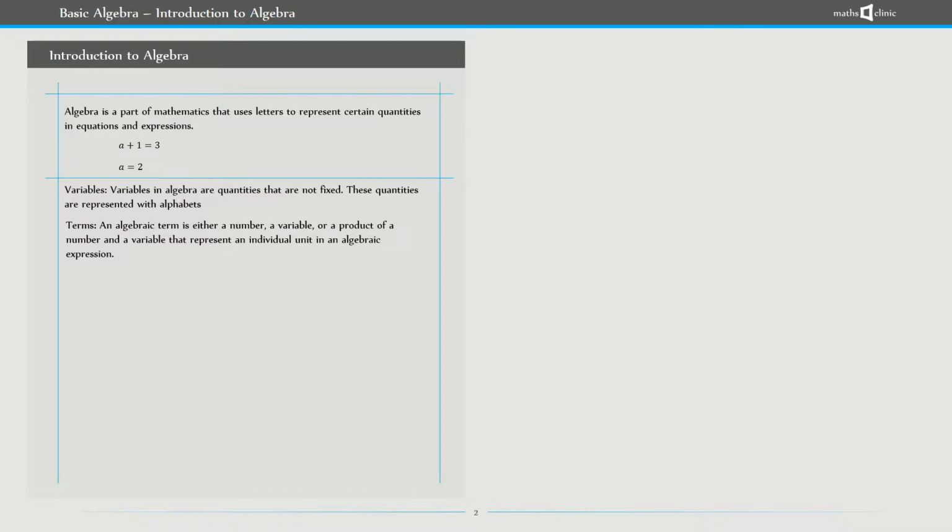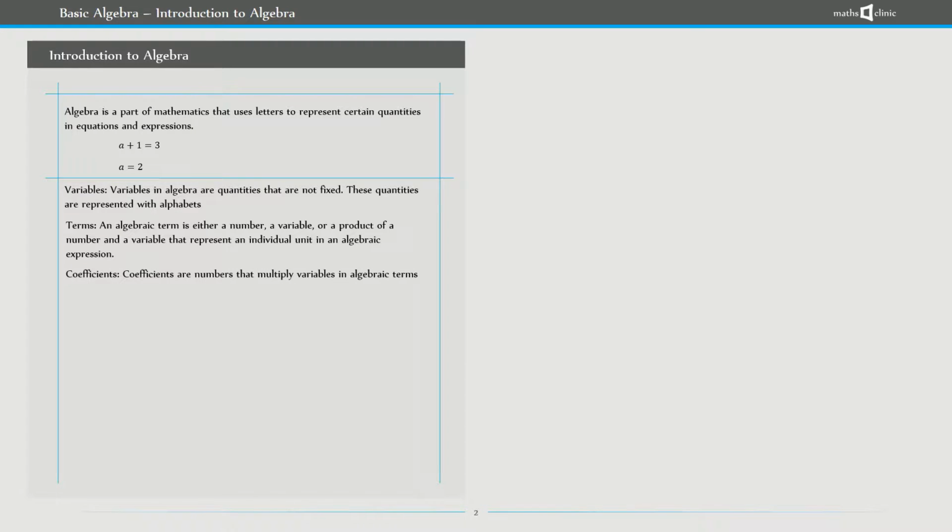Now, terms. An algebraic term is either a simple number. For example, where we had a + 1 = 3, 1 is a term, 3 is a term, a is a term. It could be a simple number, a variable, like I just said, a is a term, or a product of a number and a variable. So you can have 2x, i.e. 2 times x, that's a term, representing an individual unit in an algebraic expression. So basically an algebraic term is either a simple number, a variable, or a product of a number and a variable that represents an individual unit in an algebraic expression.